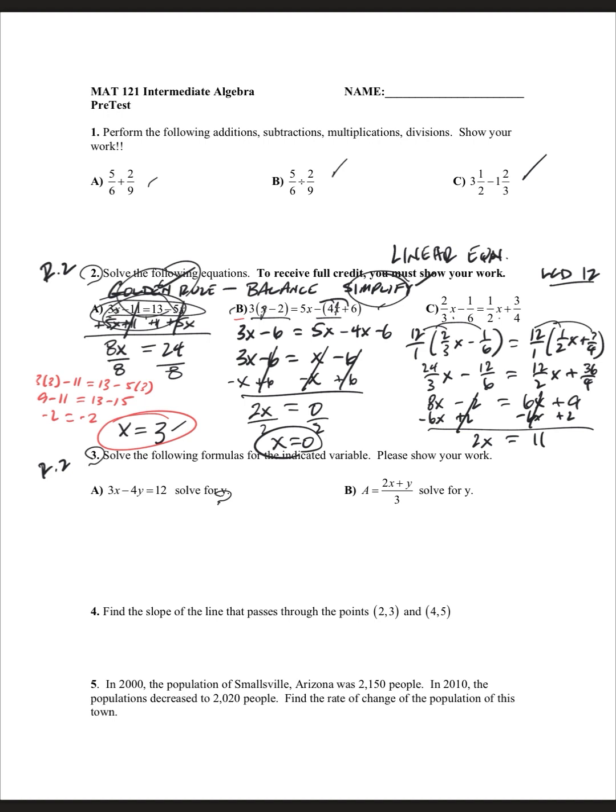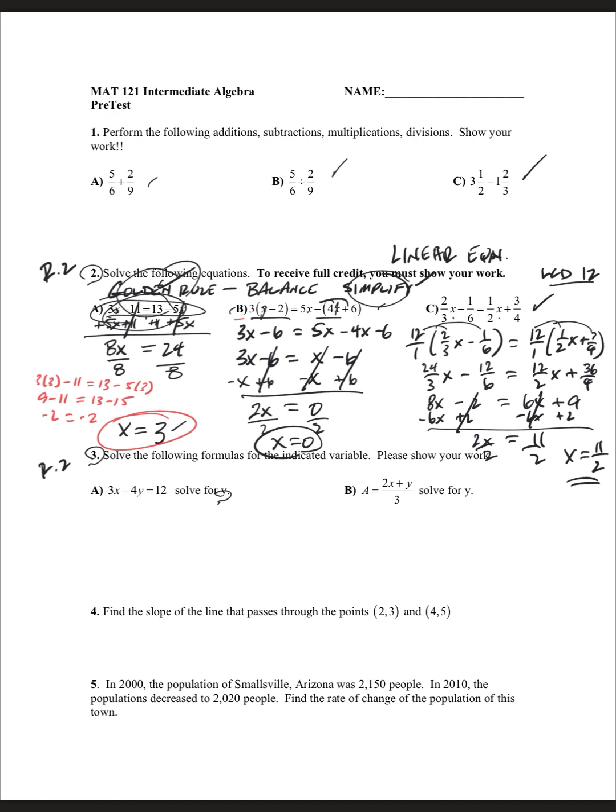Playing my golden rule, divide both sides by 2, and we have our solution. All right, so x equals 11 halves is the solution to letter C. And again, the idea is if you just plug it in, you'll get true statements. But I want to move forward because I've got more problems to do.